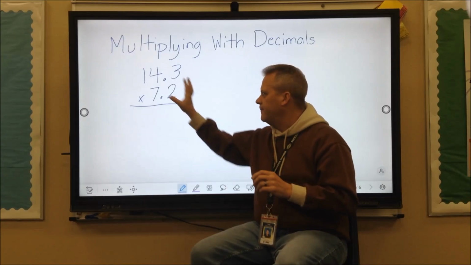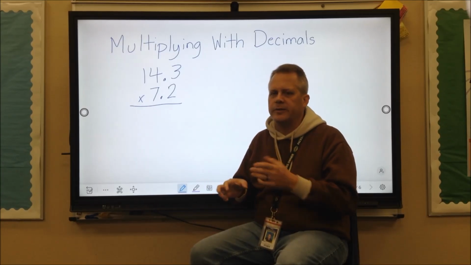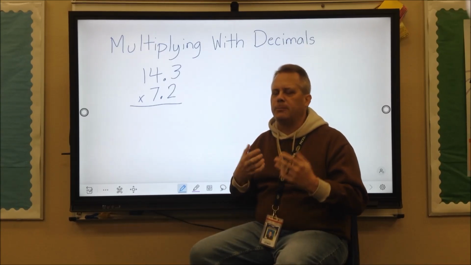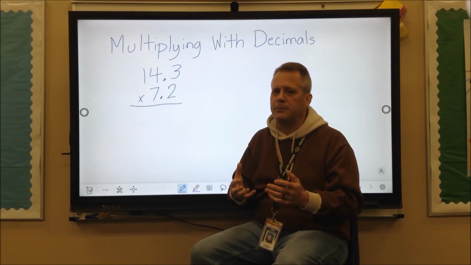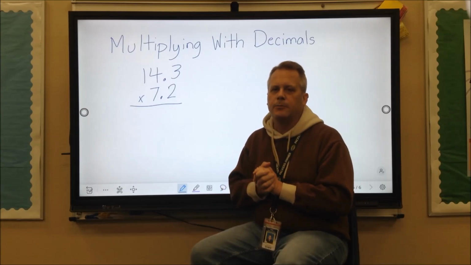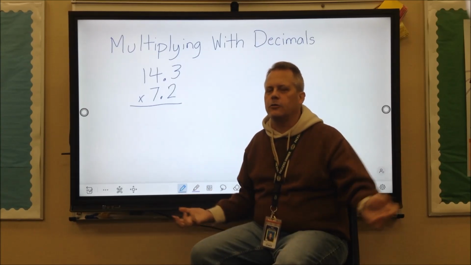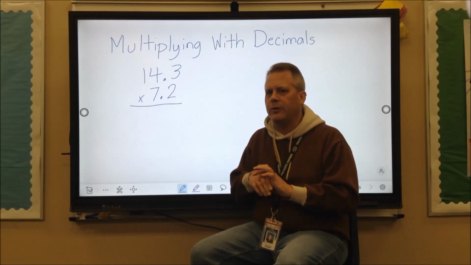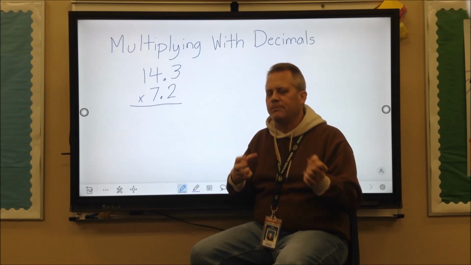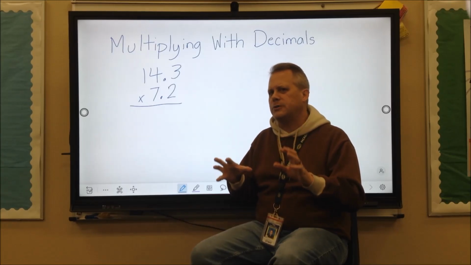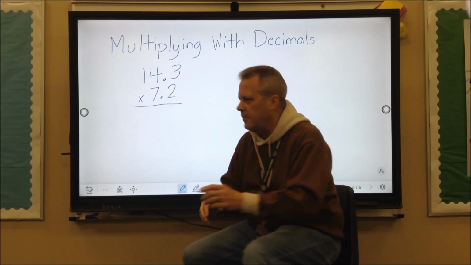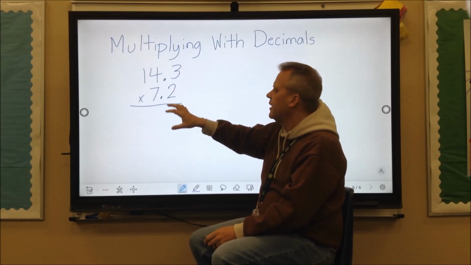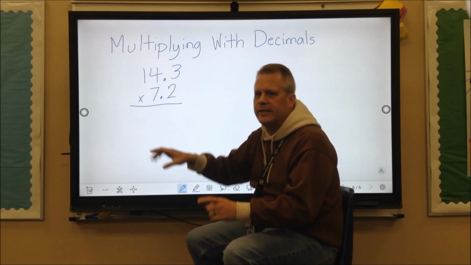So for this problem, we are going to do the standard algorithm, the standard way to multiply. This is the way that most people do it, moms, dads, brothers, sisters, aunts, uncles, grandmas, grandpas, whoever is trying to help you with your math work. So I've got 14 and 3/10 times 7 and 2/10.